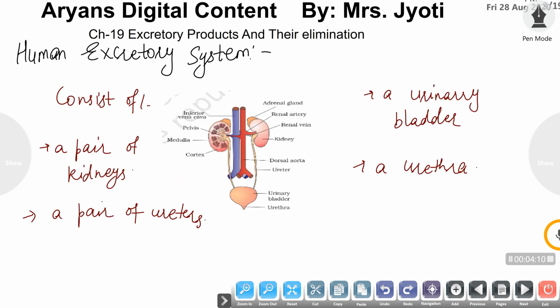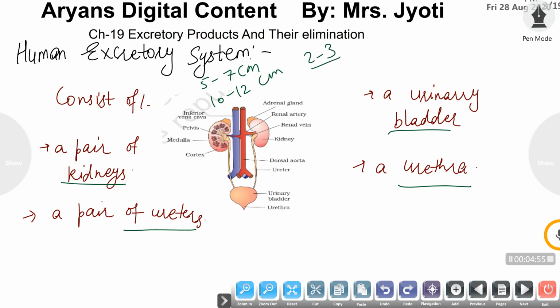So let's start with the excretory system in humans. The human excretory system consists of a pair of kidneys, a pair of ureters, a urinary bladder, and a urethra. These four parts completely form the human excretory system. The kidneys are present in the lowermost dorsal area of our abdominal cavity, and they are protected by the lowermost ribs of the rib cage. The kidneys are 5 to 7 centimeters wide, 10 to 12 centimeters in length, and 2 to 3 centimeters in thickness.